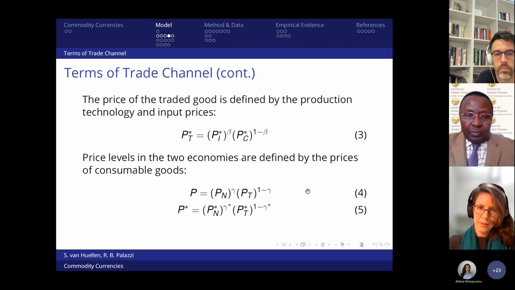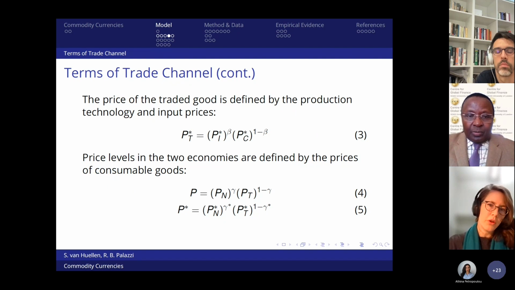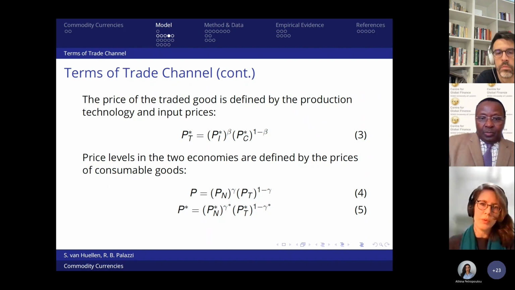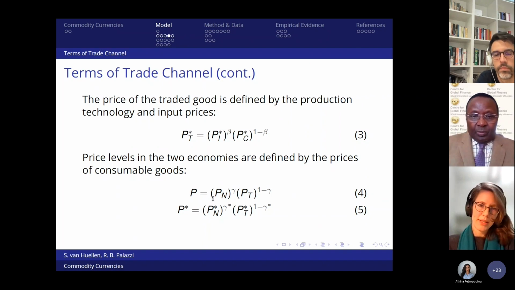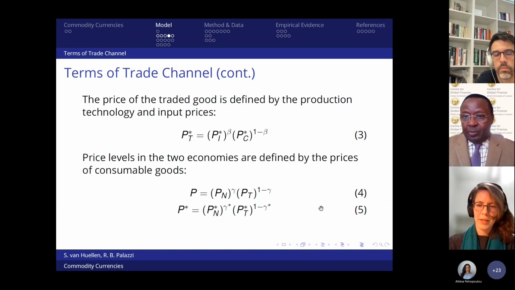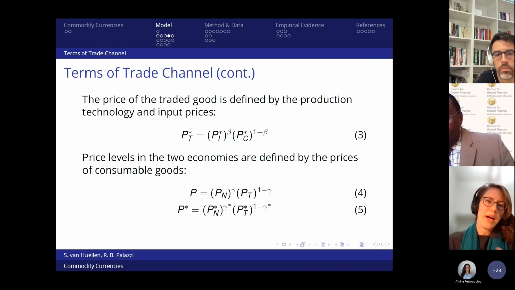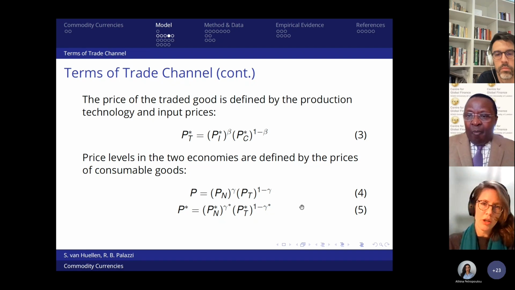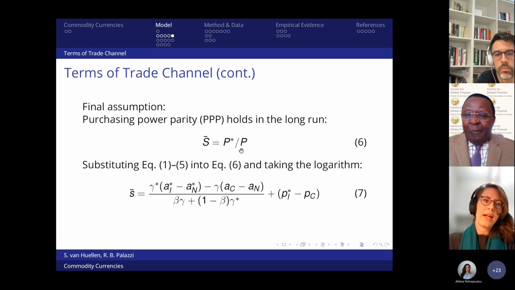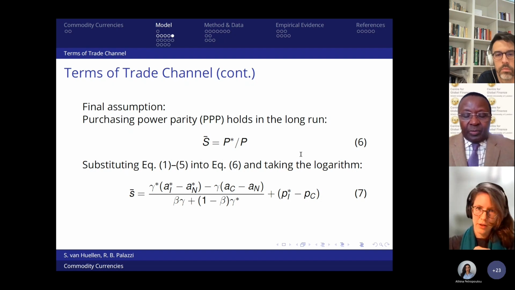So we have this little gamma that gives us the proportion of non-traded goods that are being consumed and the proportion of traded goods that are being consumed. And we're weighting this by the different price levels in the foreign and in the domestic economy. That gives us the CPI of each of the economies, so the price level. And that allows us to define the purchasing power parity, which we assume holds in the long run.